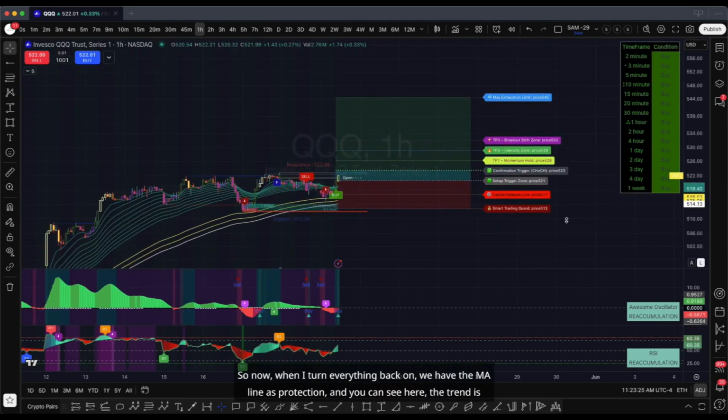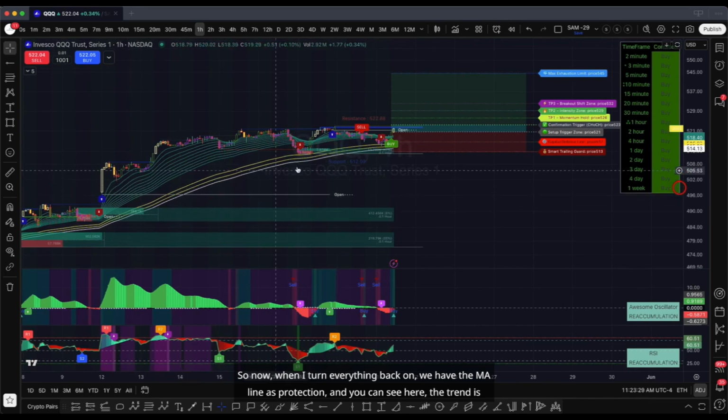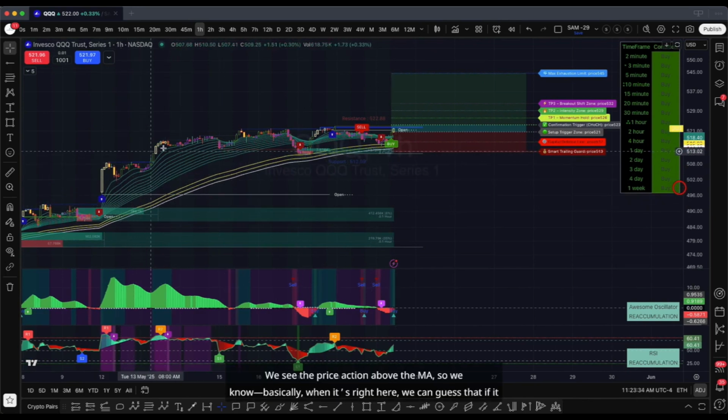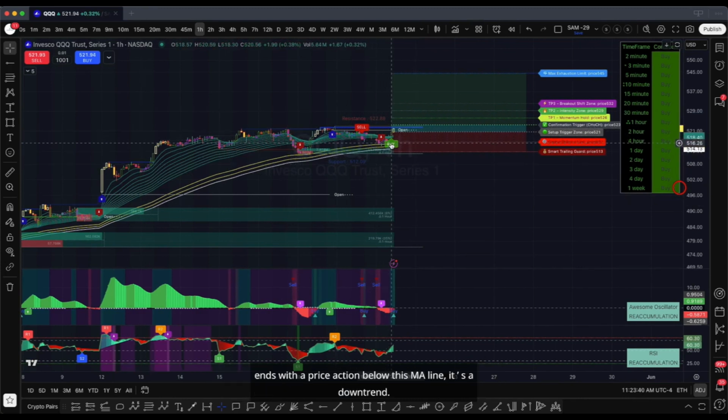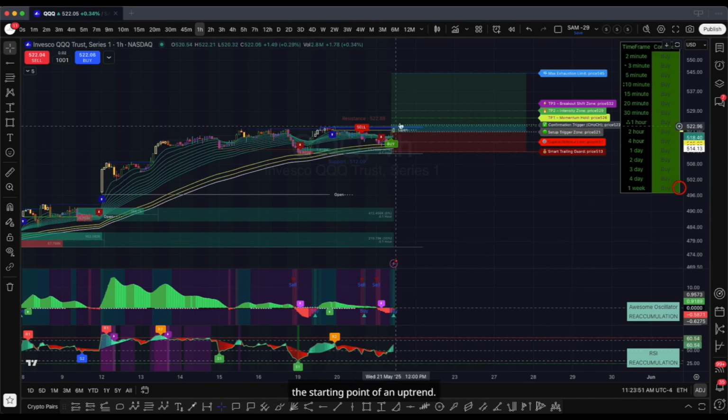So now, when I turn everything back on, we have the MA line as protection, and you can see here the trend is still an uptrend. We see the price action above the MA, so we know basically when it's right here, we can guess that if it ends with a price action below this MA line, it's a downtrend. But now it's starting to go up, it ends here, and there's a chance it won't go down, but instead forms the starting point of an uptrend.